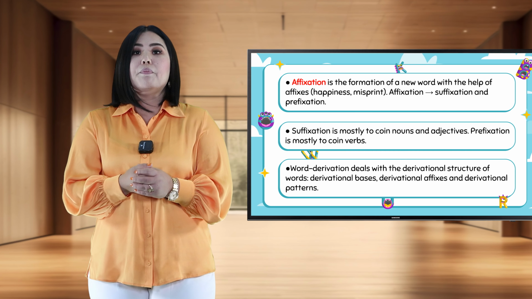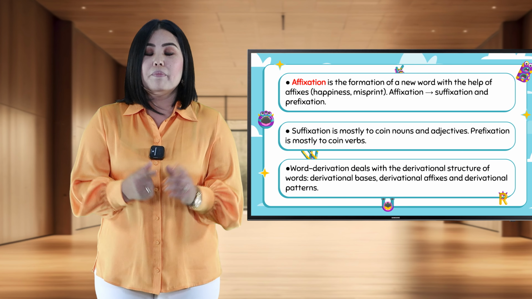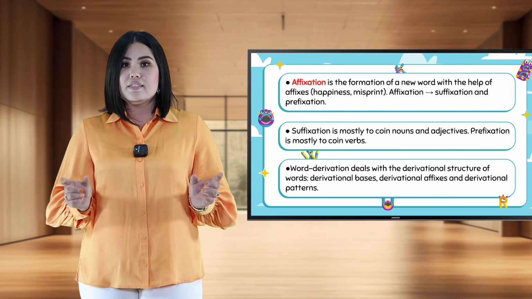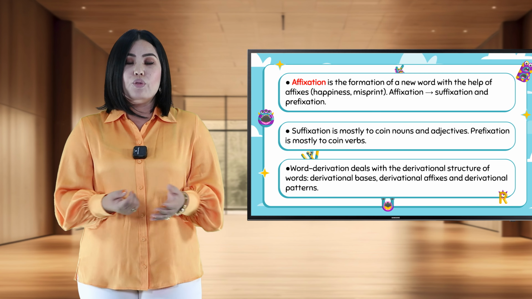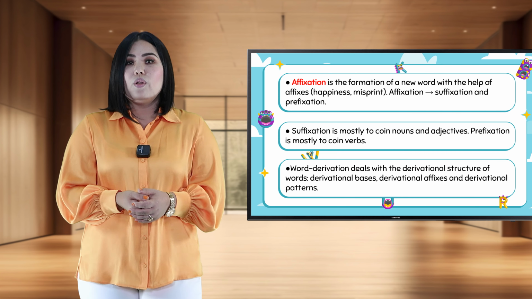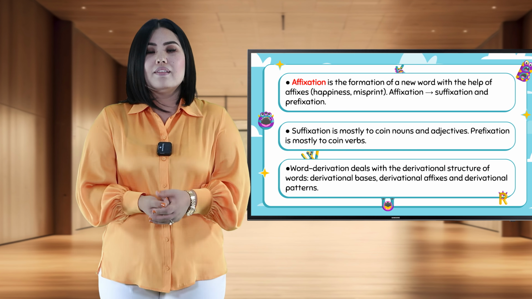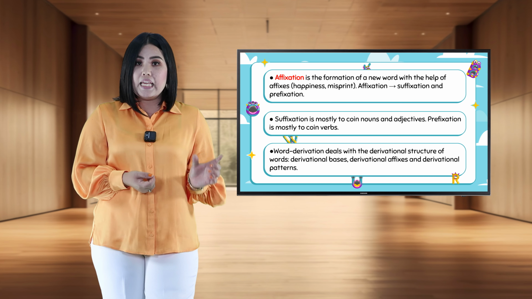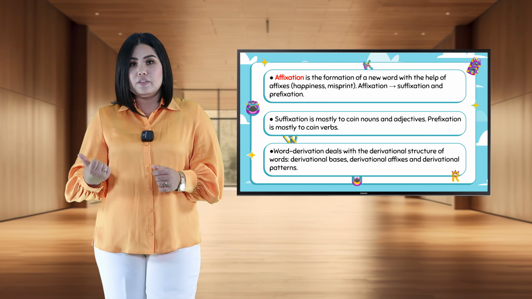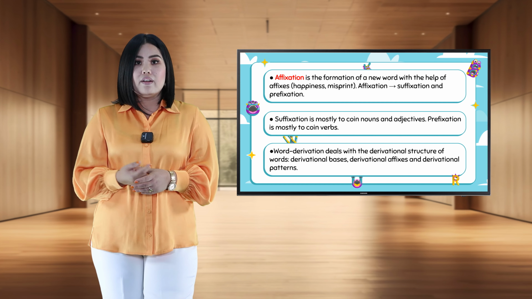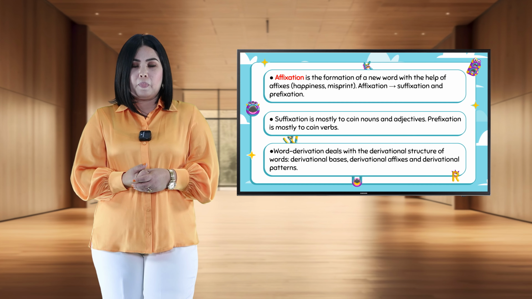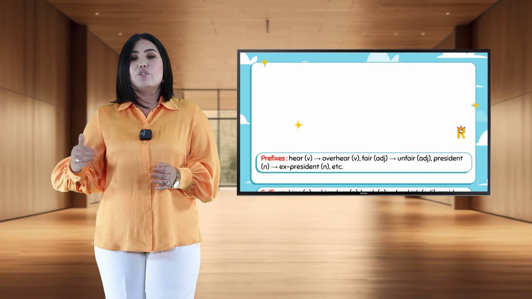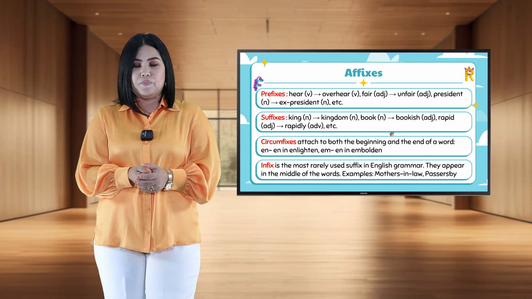A derivational base, what is it? A derivational base is a form of the word to which prefixes and suffixes can be added for creating a new word. They are also known as a root or stem. For instance, the word instruct is the base for instruction, instructor, or re-instruct. Derivational affixes. Derivational affixes are added to derivational bases.